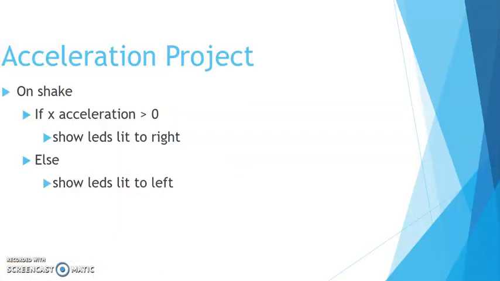In this next project, we're looking at an acceleration project again, and this time on shake, if the X acceleration is greater than 0, then we show the LEDs lit to the right. This is just an indication on the microbit of which way the acceleration is going, whether it's to the right hand side or to the left hand side.